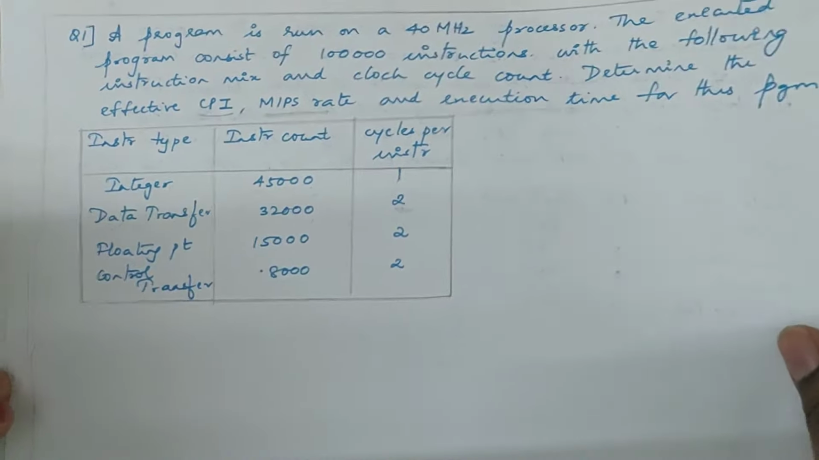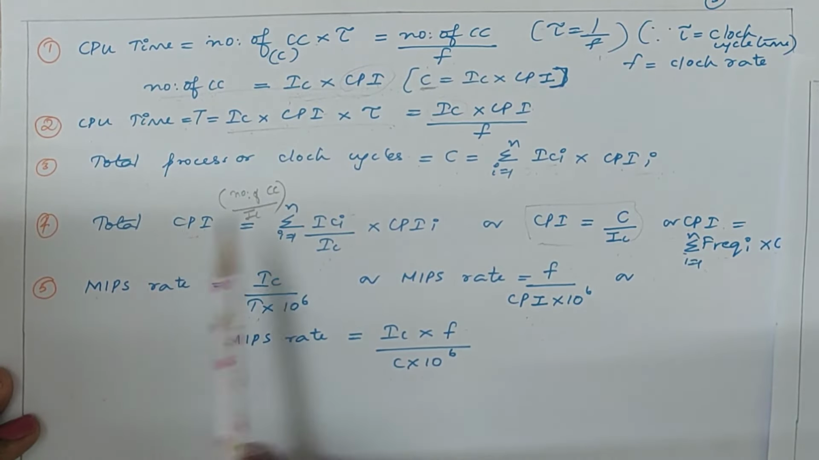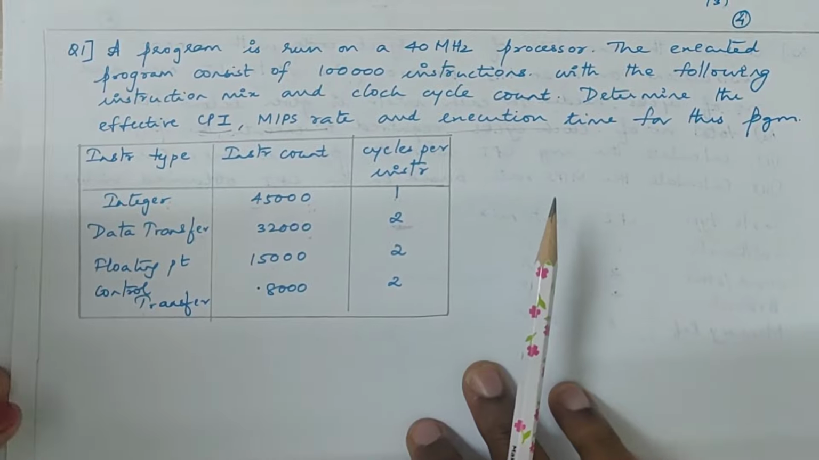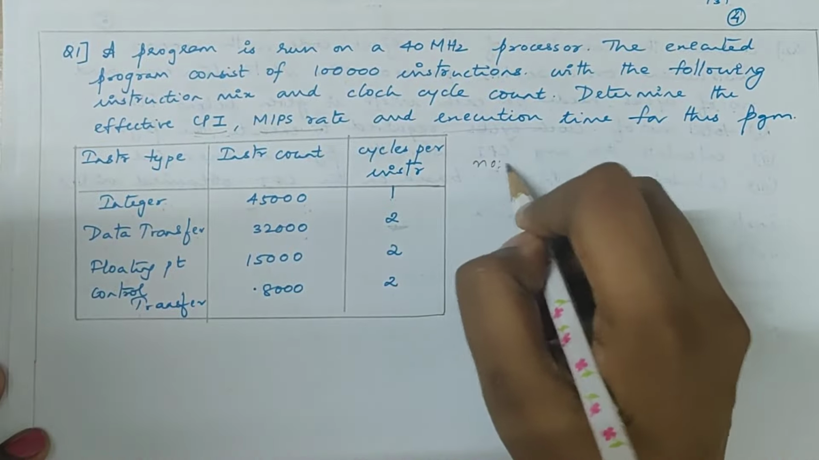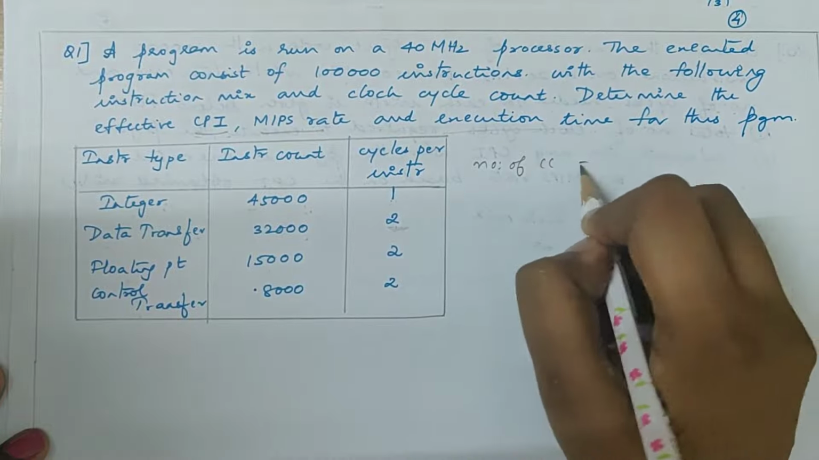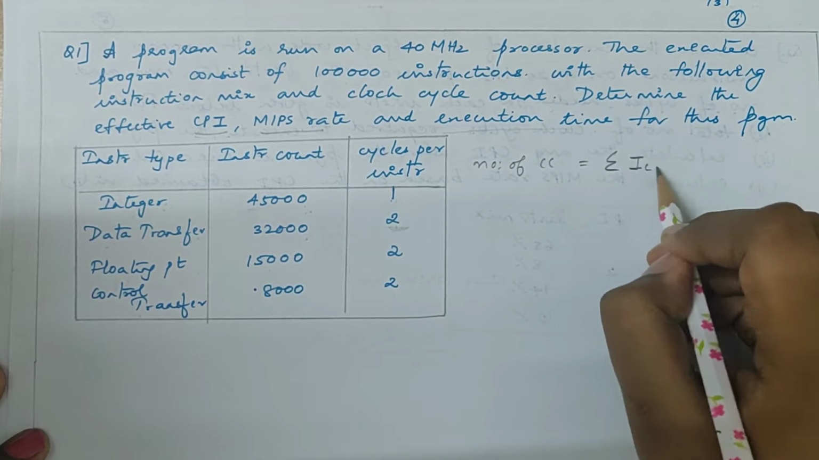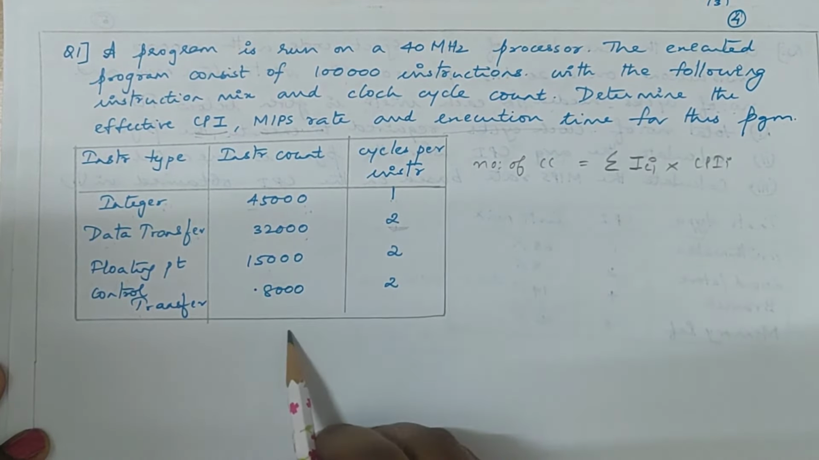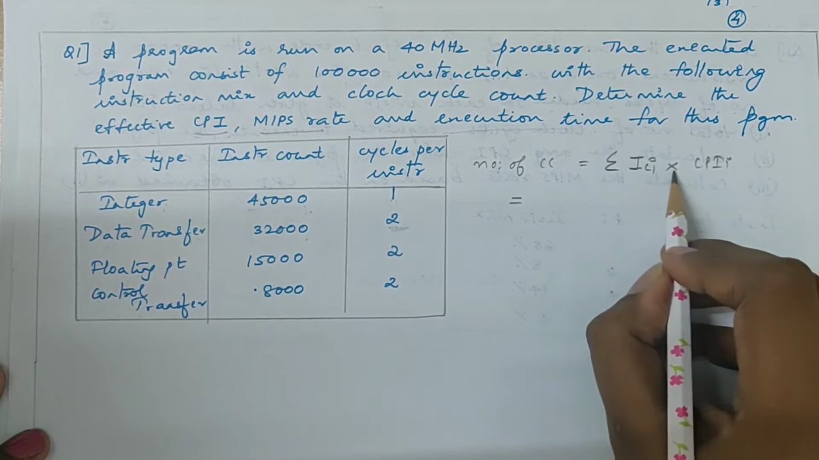We already know the formula to find out the total CPI. The total CPI is the number of clock cycles divided by instruction count. So first we need to find out the total number of clock cycles from this. The total number of clock cycles is given as sigma ICi into CPIi, for each classification of instruction. So here for each classification, this is sigma, where you have to sum up.